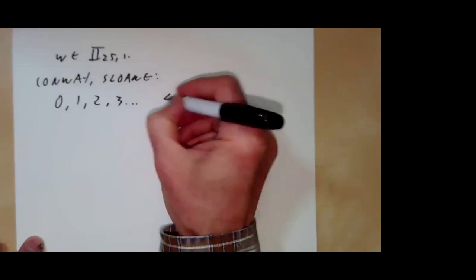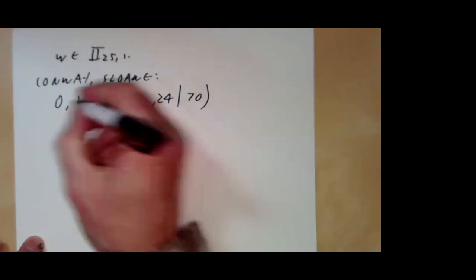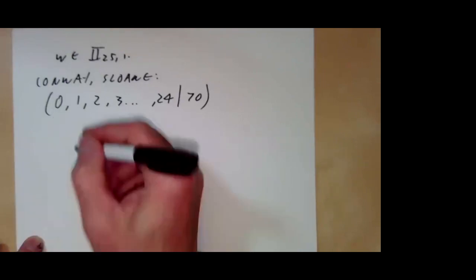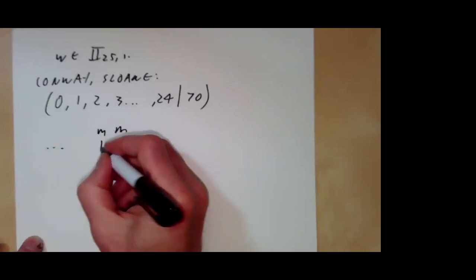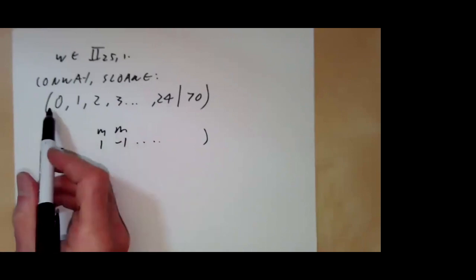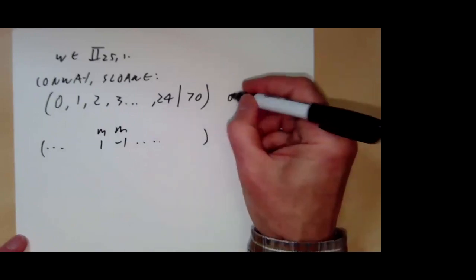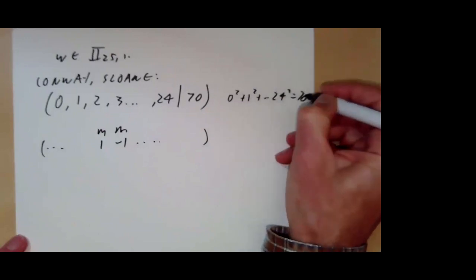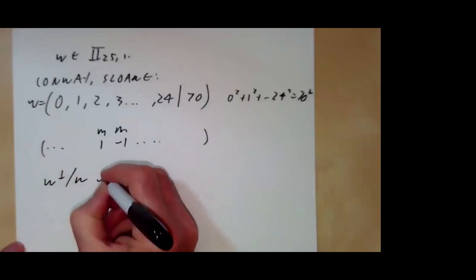So first of all, you take the sum of all the numbers from 0 to 24, and then you take 70. And these integers all have to be different, because otherwise, if two of them were the same, then you would get a root 1 minus 1 perpendicular to it, which you don't want. So this is the sort of minimum possibility for the Leech lattice. And you notice that 0 squared plus 1 squared plus ... plus 24 squared equals 70 squared. So if this vector is w, then w perp over w is the Leech lattice.